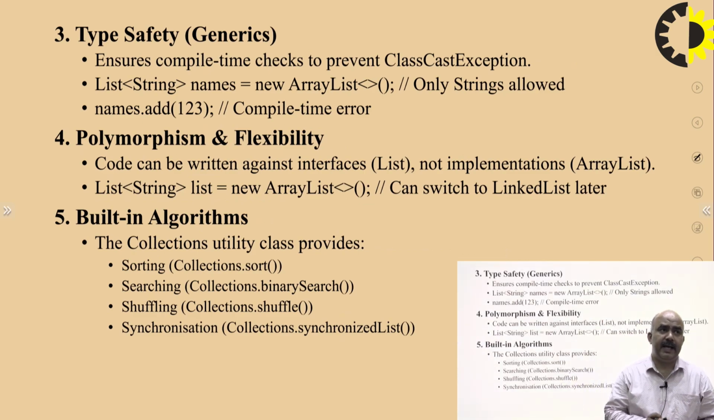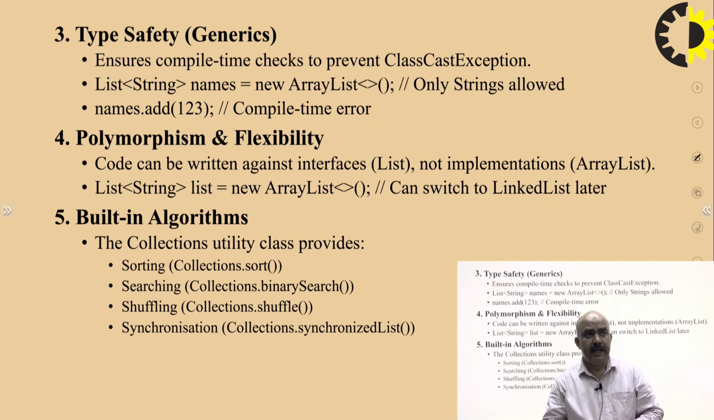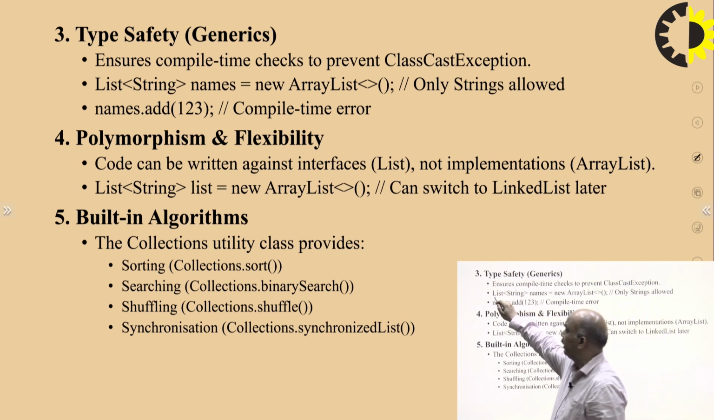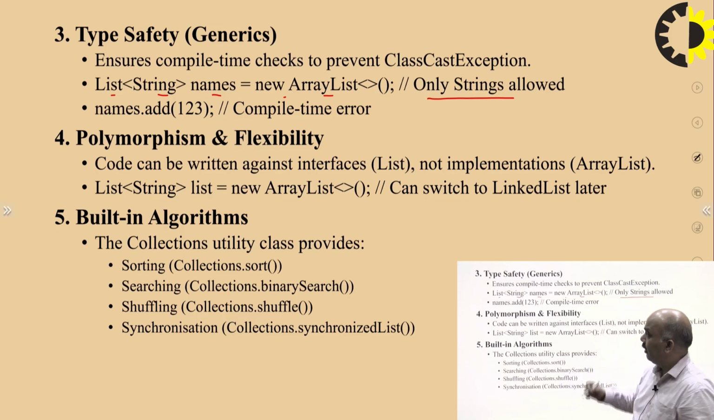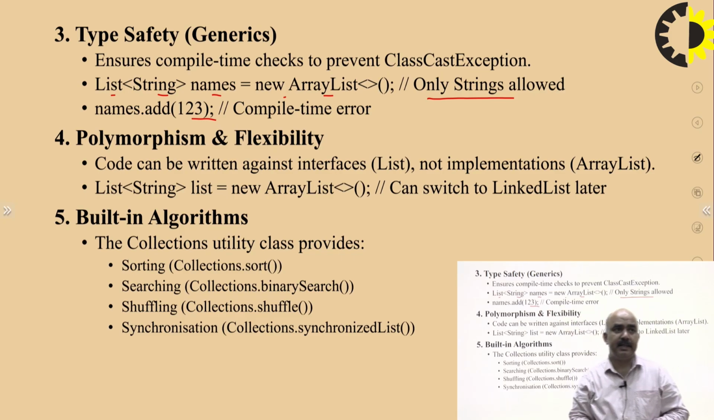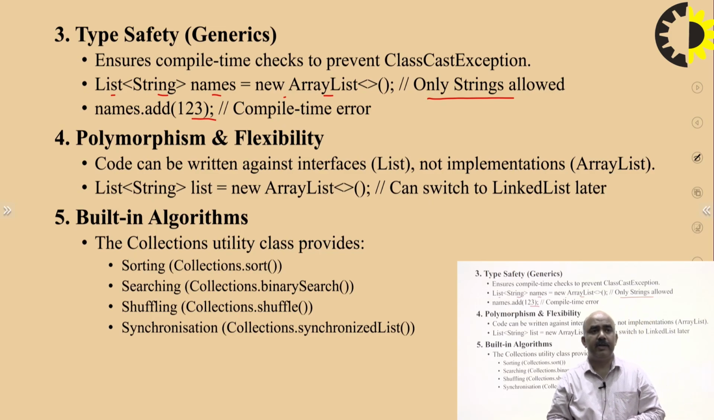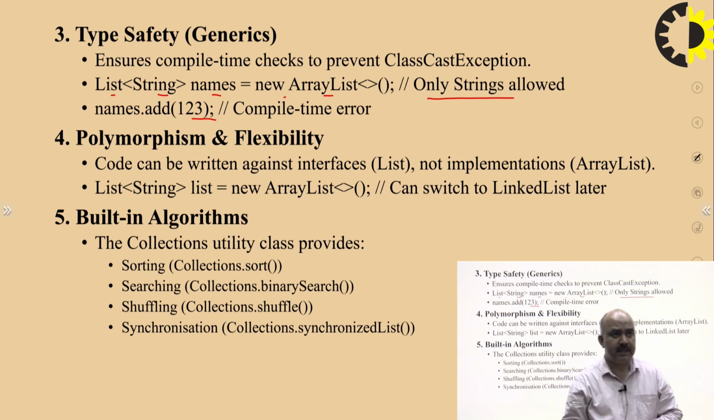Type safety: we ensure that compile-time checking is done in order to prevent ClassCastExceptions. Here in this example, we are creating a list of the string type with a new ArrayList, which means only string values can be inserted. If we say name.add(123), it will generate a compile-time error. So generally in Java, while working with collections, we use generics for inserting or creating instances of any data objects.